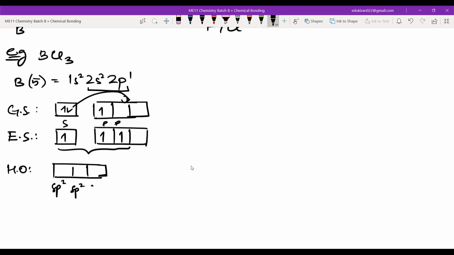These are the 3 sp2 hybrid orbitals. Now you will not write whatever I'm writing here. Don't write this. So let's look first at chlorine. Chlorine has the atomic number 17.